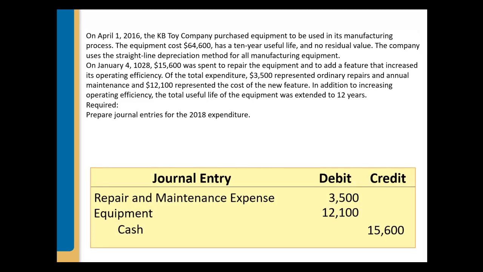Then our next job is to prepare the journal entry for the 2018 expenditure. So we know the portion that are ordinary repairs and annual maintenance are expensed in the current period. That $3,500 is an expense, which we would debit repairs and maintenance expense of $3,500, but the $12,100 will be capitalized. So we'll debit equipment for $12,100 and credit cash.